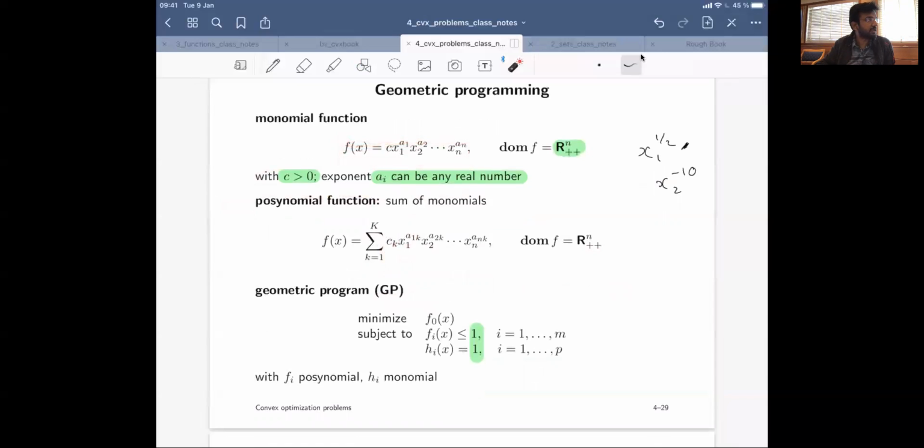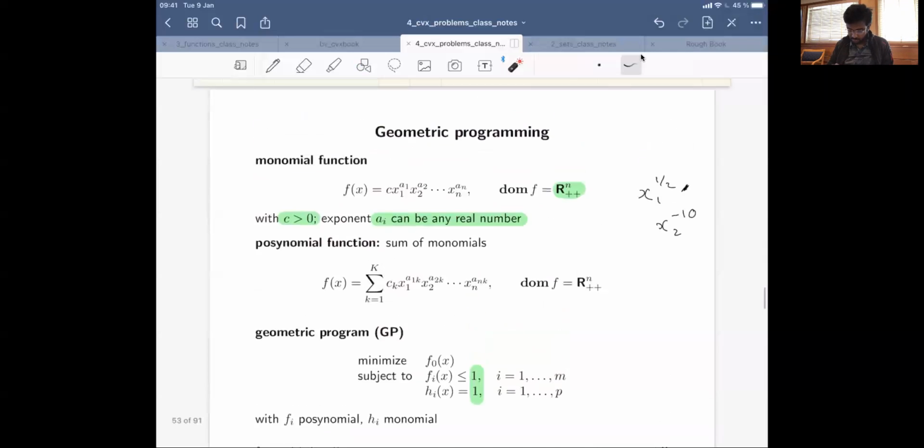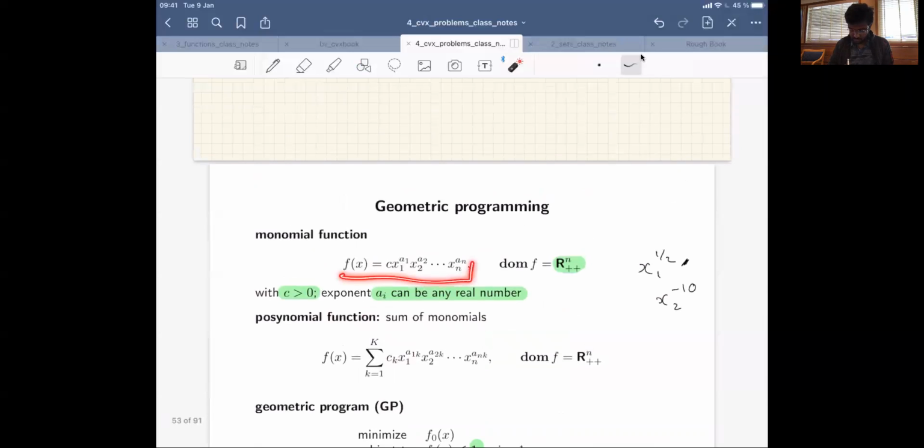You are multiplying the components, which is not a convex function. You can just verify this using the basic definition of convexity. So this is not a convex function. Then how do you deal with this? It's very simple. You can think about it now itself, and the moment you look at this, you will get some idea.